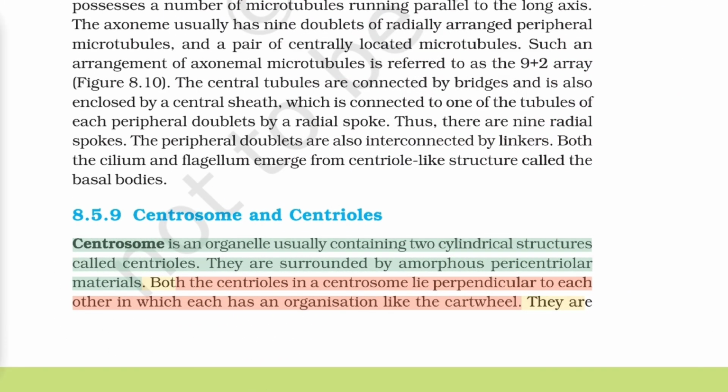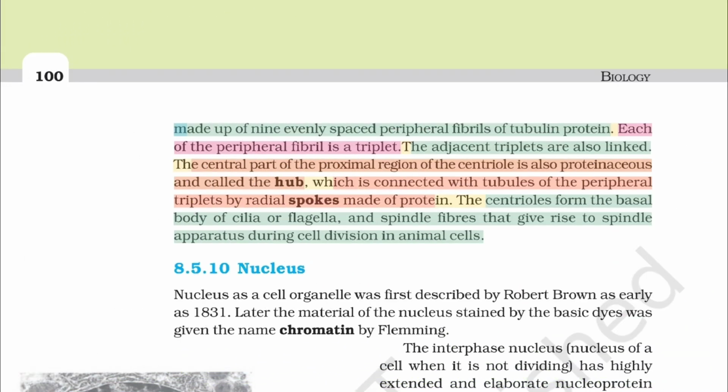8.5.9. Centrosome and centrioles. Centrosome is an organelle usually containing two cylindrical structures called centrioles. They are surrounded by amorphous pericentriolar materials. Both the centrioles in a centrosome lie perpendicular to each other, in which each has an organization like the cartwheel. They are made up of 9 evenly spaced peripheral fibrils of tubulin protein. Each of the peripheral fibrils is a triplet. The adjacent triplets are also linked.